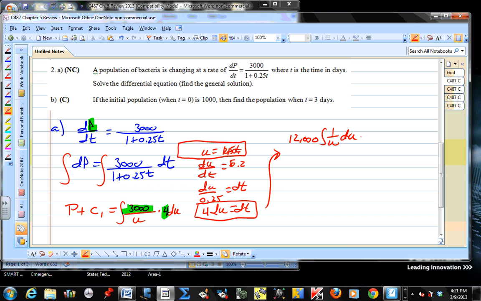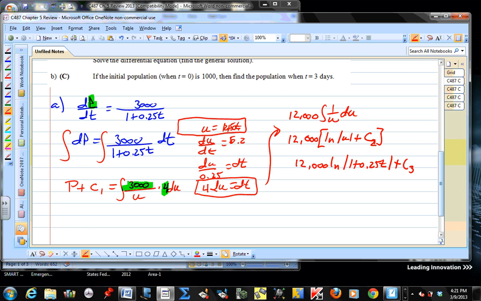Now this should look recognizable. So it's going to be 12,000 times the natural log of the absolute value of u plus a constant. Technically it's like this, constant 2. So now we'll distribute, and we're going to get 12,000, and let's also substitute, times the natural log of the absolute value of 1 plus 0.25 times t, plus 12,000 times the constant, which is a different constant.